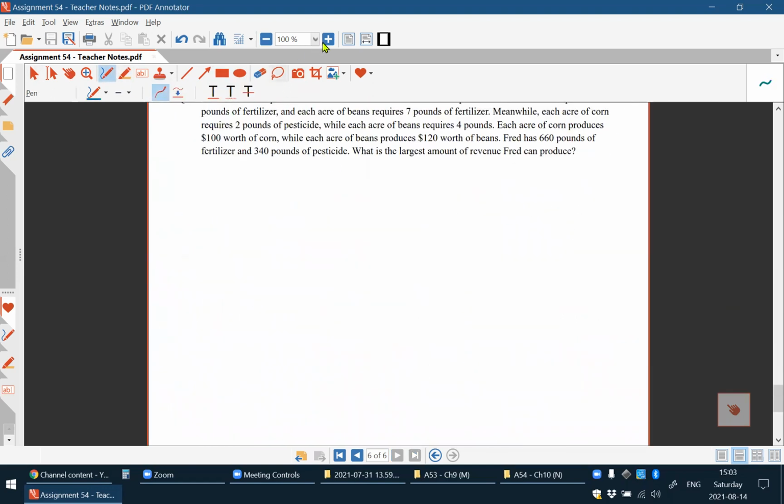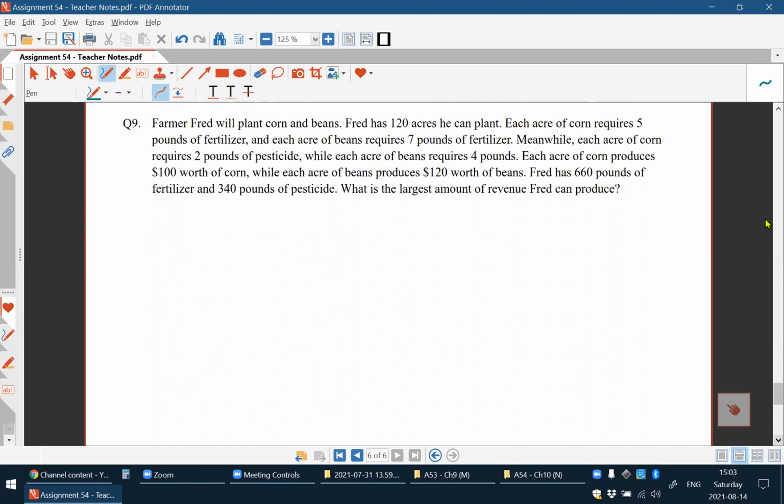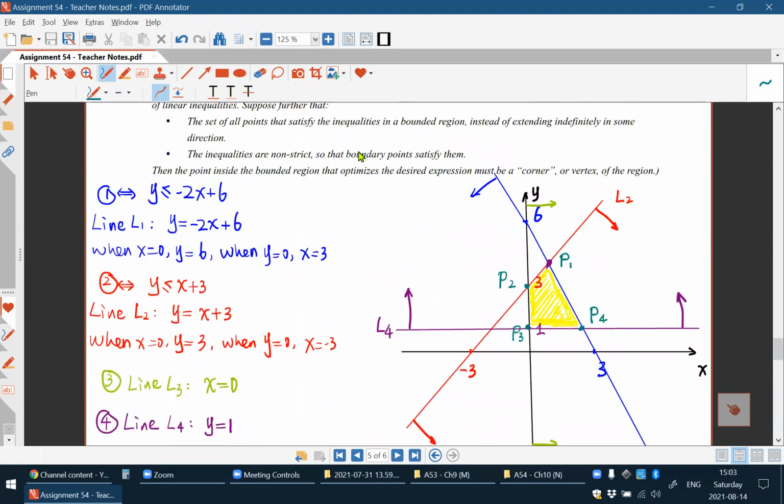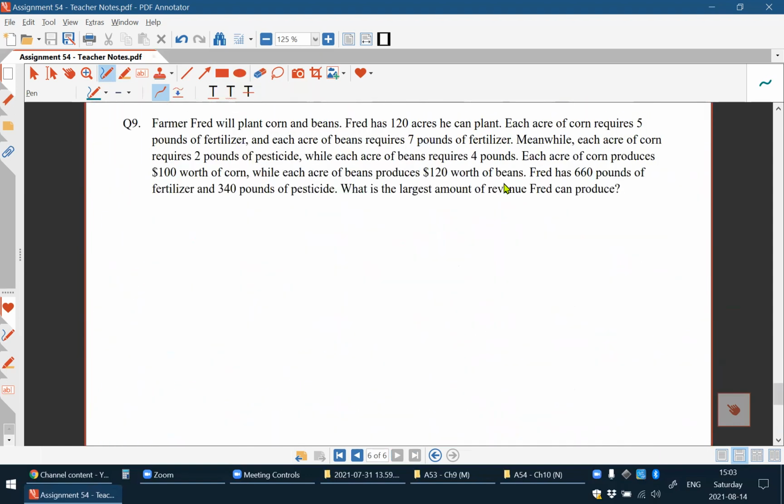Let's have a look at the last question. Please be careful and pay attention to this question because neither of you has done this correctly. So question 9 is actually the same thing as question 8. The only difference is it is a real world problem. You need to convert an English statement into the mathematical model, which looks like this by yourself. Okay, so let's have a look how we can do this.